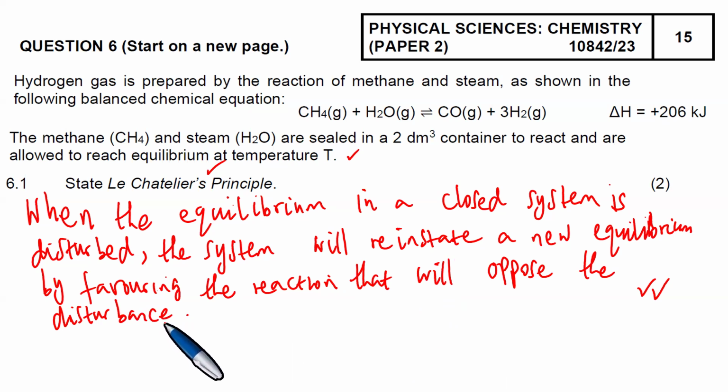So what then happens is the system tends to reinstate. How does the system establish a new equilibrium? It reinstates a new equilibrium by favoring the reaction that will oppose the disturbance. And this is called Le Chatelier's principle. 2 marks.